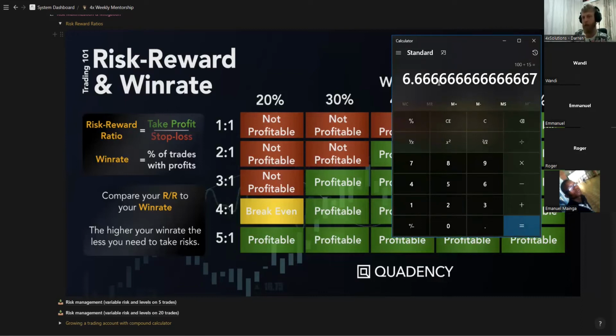Roger, do you understand what we're talking about here? Roger, your mic is muted if you are there. Okay, Roger is not there. Wandile, are you here? Yes, I'm here. Okay, so do you understand what we just spoke about in terms of risk reward? Yes, I understand. Okay, and then your interpretation of risk reward, do you understand it well enough to apply it to your own trades?